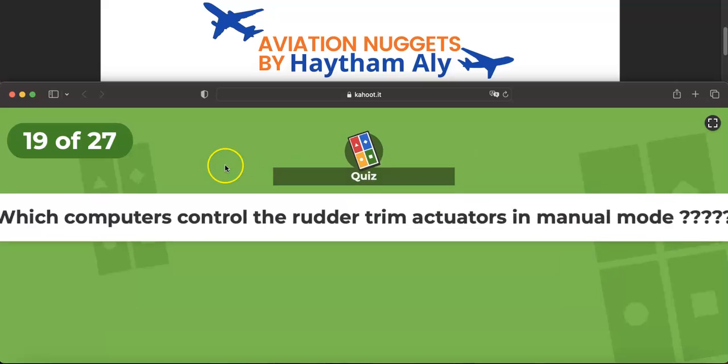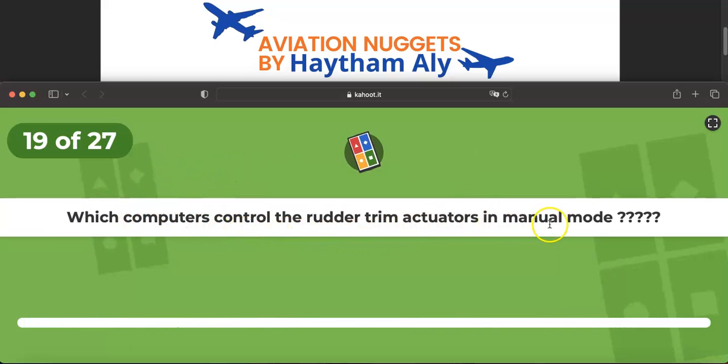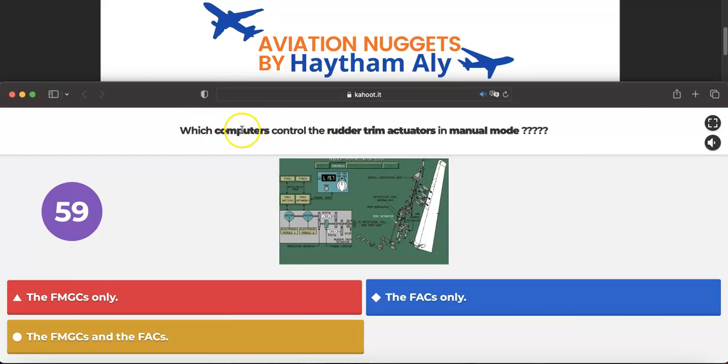Next question, question 19 of 27. Which computer controls the rudder trim actuator in manual mode? The FMGC only, the FAX only, the FMGC and the FAX.